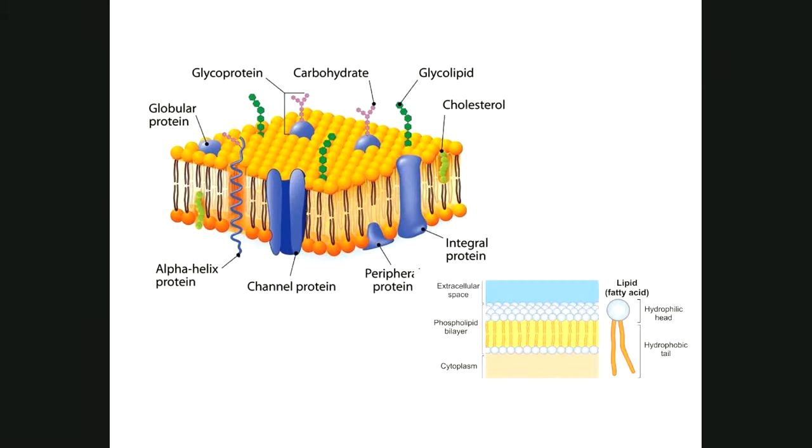So here's a picture of what I was talking about. Here you have the plasma membrane, and for cells, it's a double layer, right? This is the main component of the plasma membrane, a lipid fatty acid we call phospholipid.